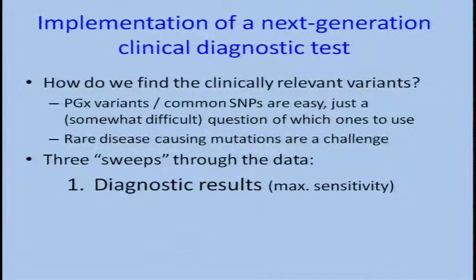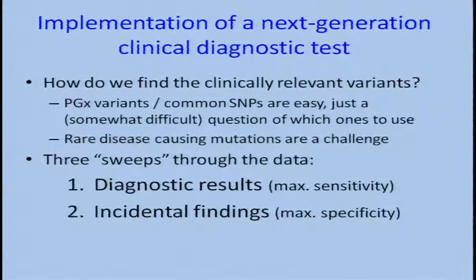And the goal there is going to be to maximize sensitivity. And frankly, if we find variants of uncertain significance, those are going to be things that may be relevant for the clinician and the patient to know about. And so those would be the sorts of things that, even if we don't understand if that's the disease-causing variant, we're going to report it back in the same way that a standard diagnostic test would report back that kind of result.